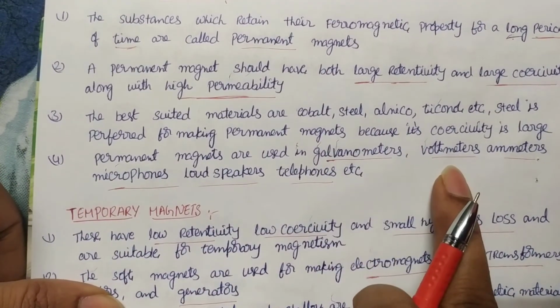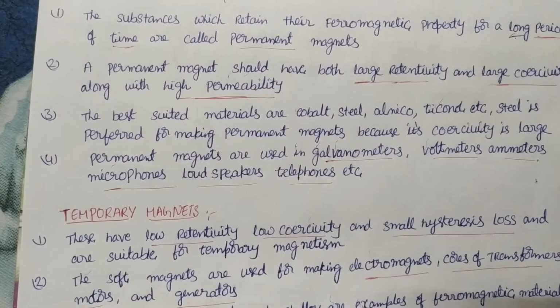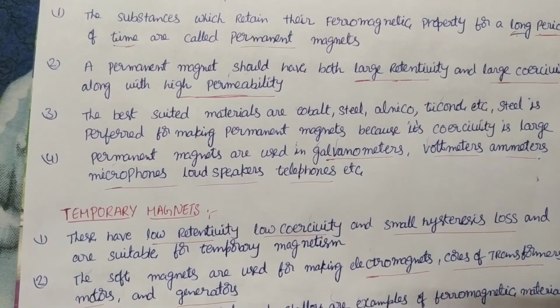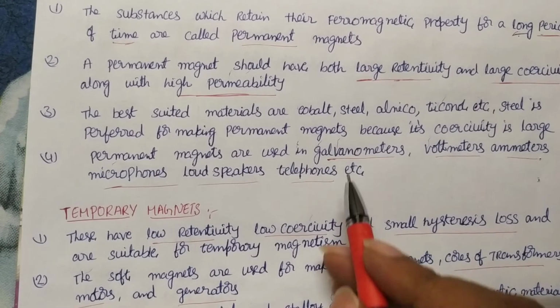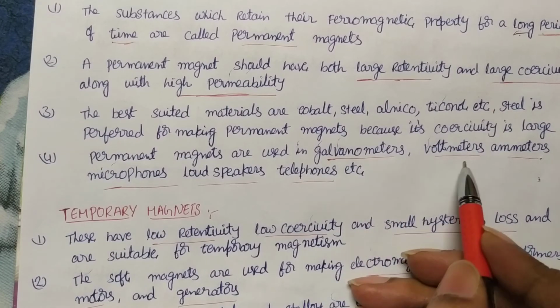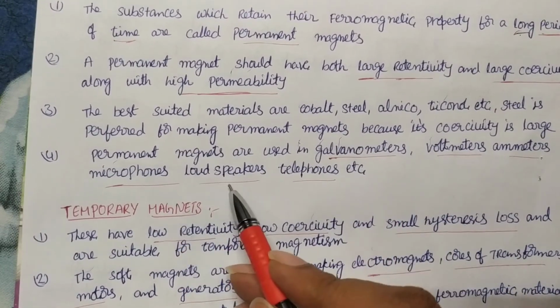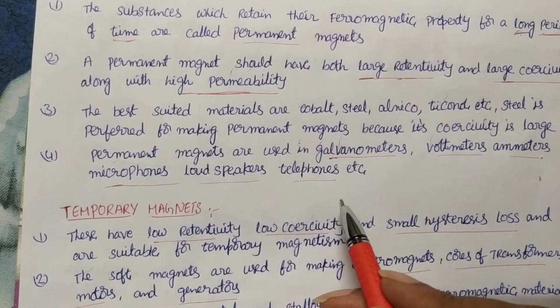Where do they use this type of magnets? Galvanometers, voltmeters, ammeters. In a galvanometer, voltmeter, or ammeter, we need a horseshoe magnet which has a high magnetic field in a small region. That's why they use permanent magnets in galvanometers, voltmeters, ammeters, microphones, loudspeakers, and telephones.